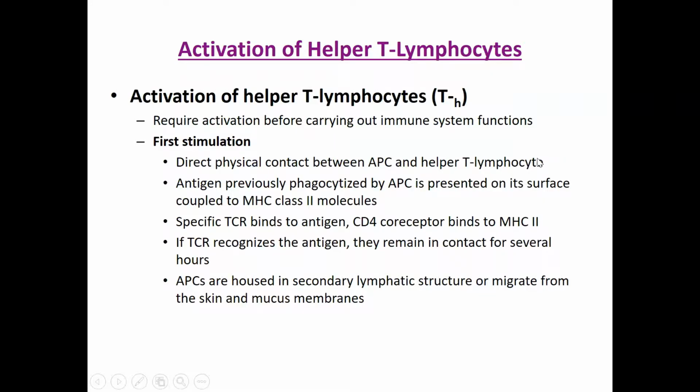Okay, so just to review, in helper T cell activation, there are actually two things that happen. The first thing is there is binding between the helper T cell and the antigen presenting cell. The binding is the TCR binding to the foreign antigen on the surface of the antigen presenting cell, and the CD4 co-receptor binding to MHC2. So like I said in the video, it's a lock and key. You must have both of those happening.